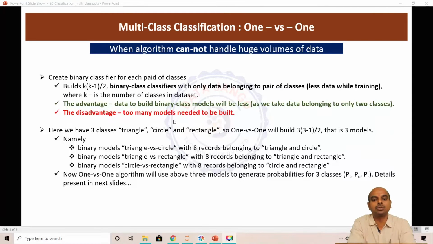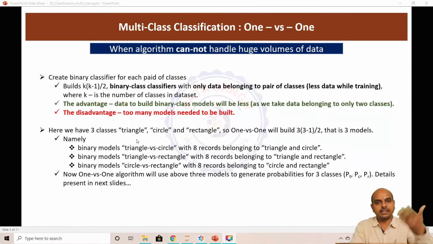The disadvantage is that too many classifiers need to be built. In one versus all, we built 10 binary class classifiers, but in one versus one, we have to build 45 classifiers for the digit recognizer dataset because 10 classes are there. And if you take a simple example, we'll be able to understand it better.